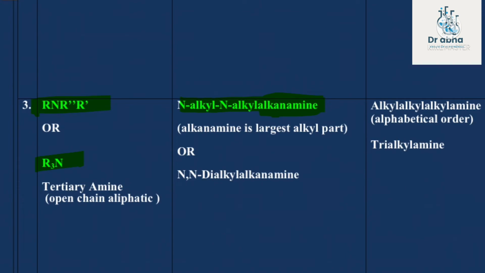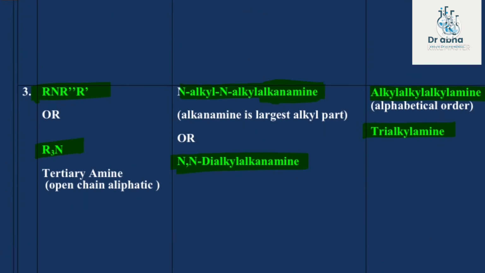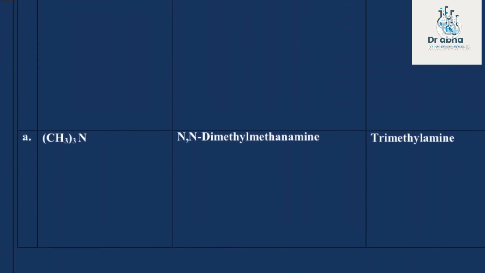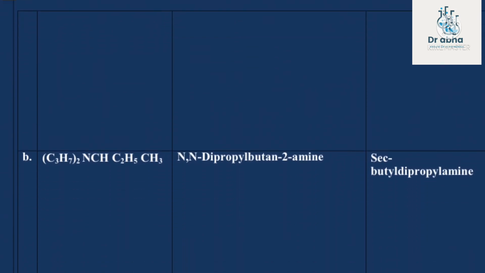And for the similar ones, N,N-dialkyl. Alkylamine, again in alphabetical order, becomes the common name, and trialkylamine if all three of them are similar. For example, all three methyl: IUPAC, N,N-dimethylmethanamine. Common name trimethylamine.